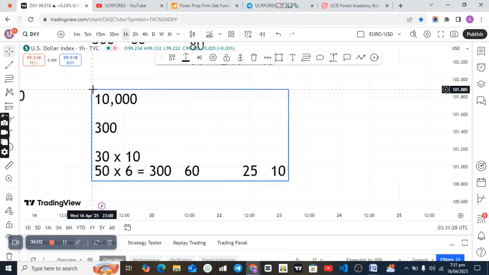Now when you lose that very particular stop, you need to know that Maven is going to attach a spread and commission to that very particular 10. It's no longer going to be 10. It might be somewhere around 11 or even 12.